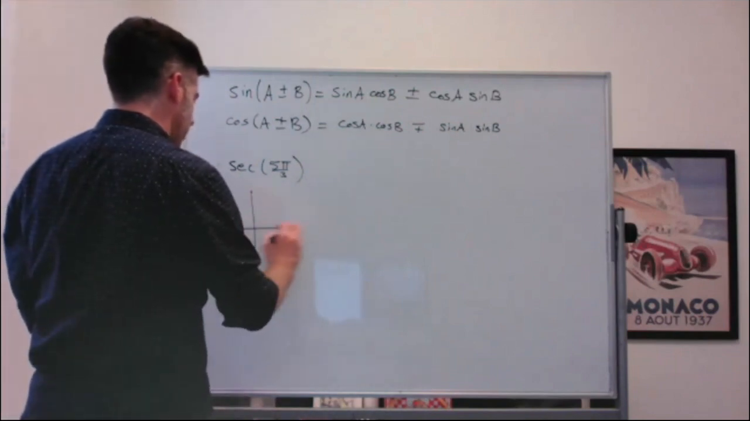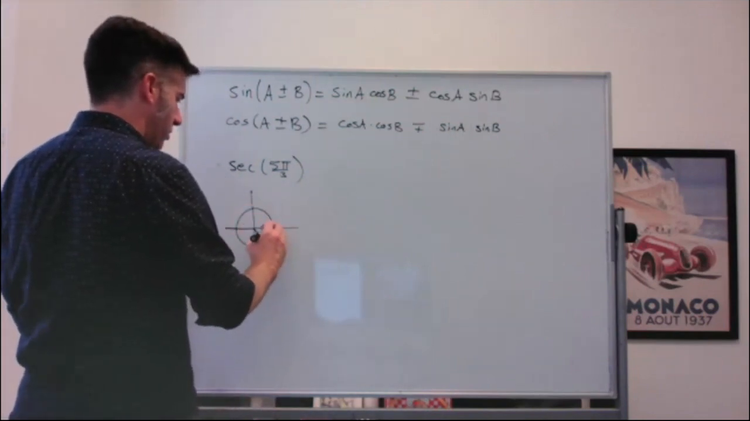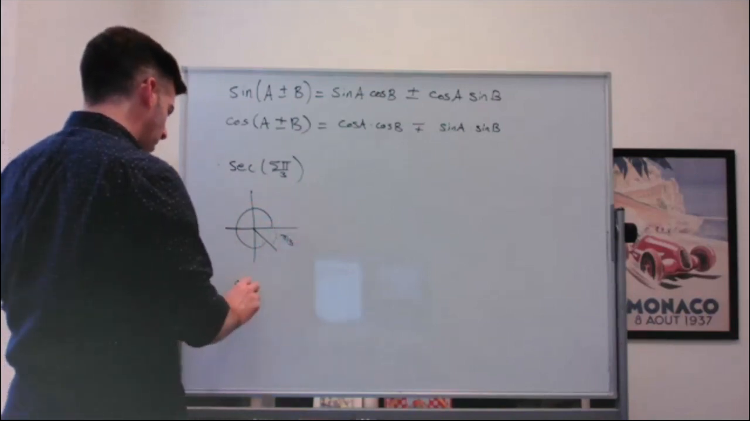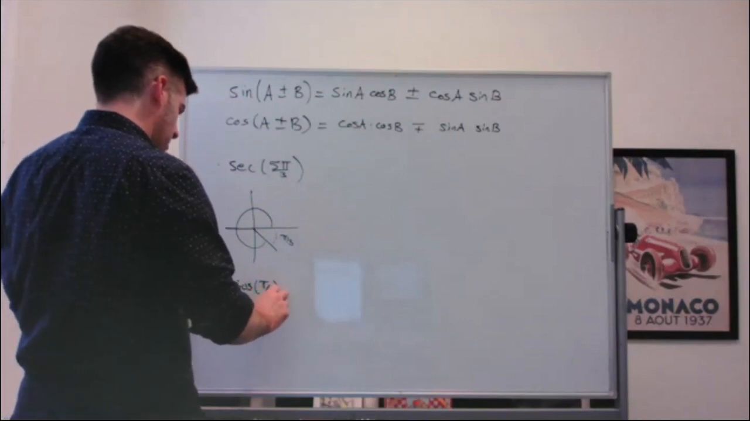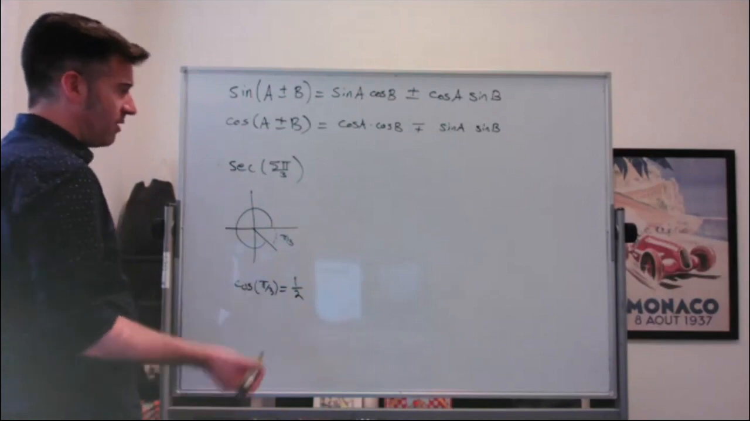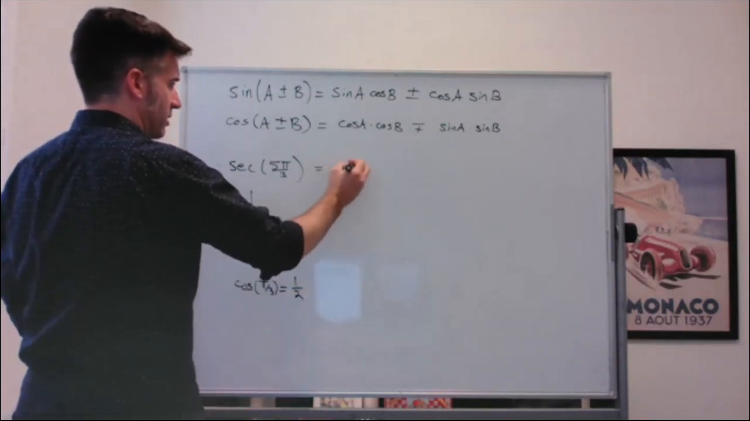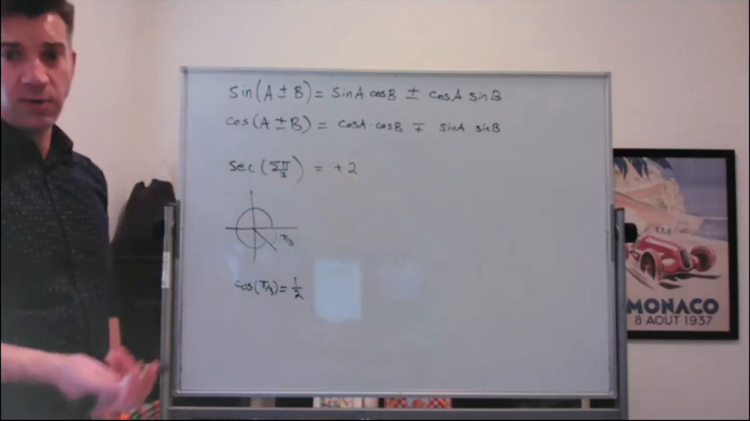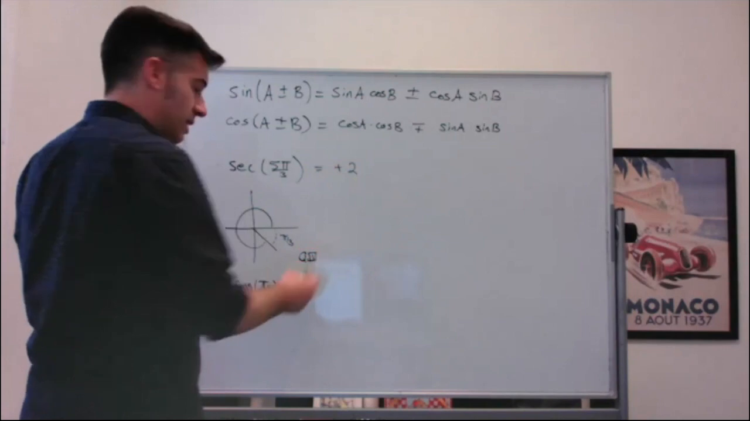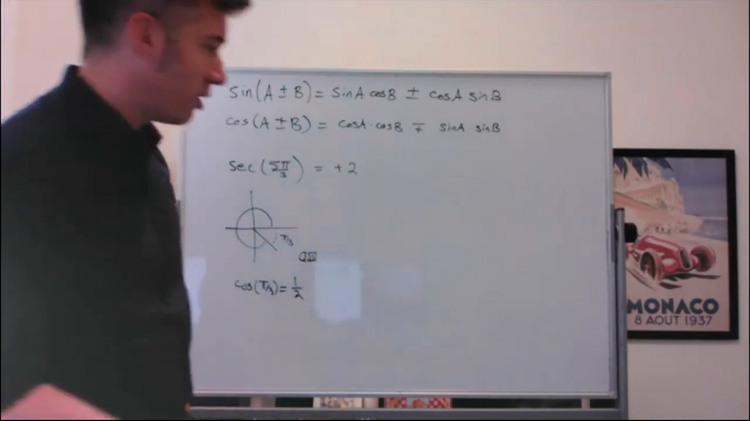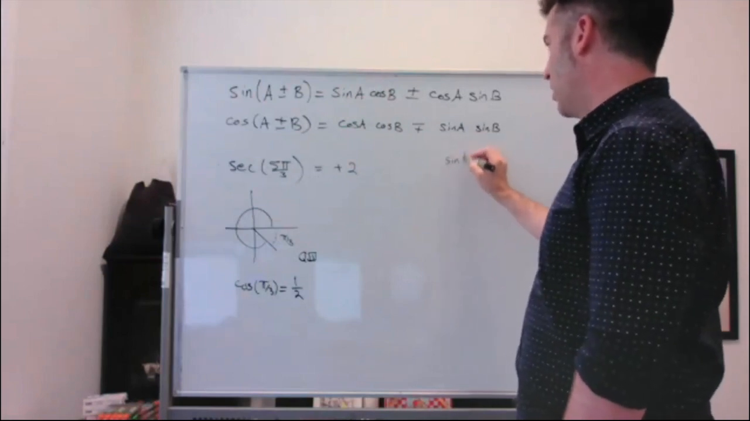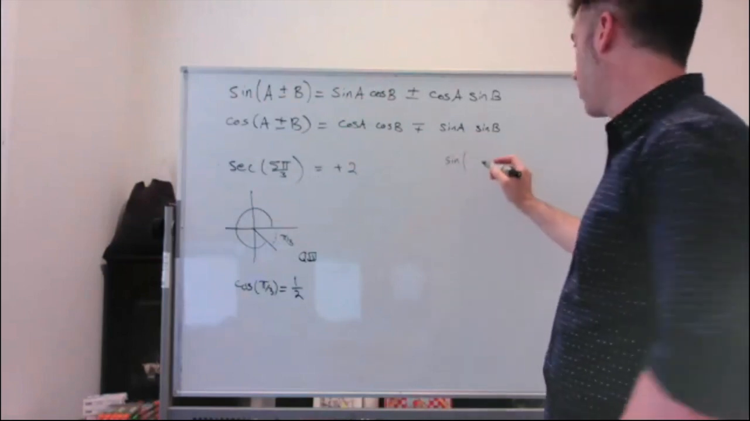5 pi over 3 is in quadrant 4. The reference angle is pi over 3. So I know that cosine of pi over 3 is going to be positive 1/2. So secant of 5 pi over 3 is going to be positive 2. Okay, so the reciprocal, and since we're in quadrant 4, cosine is positive, so secant is also positive. Okay, no big deal. Let's look at the next one, which is sine of 5 pi over 4.